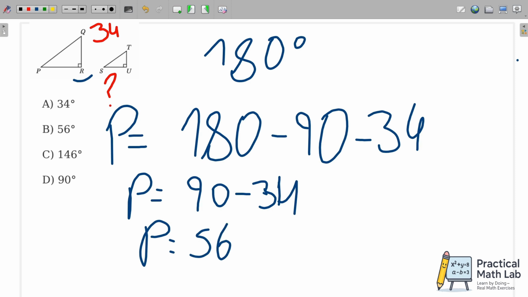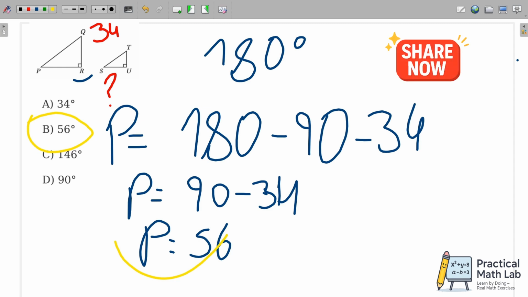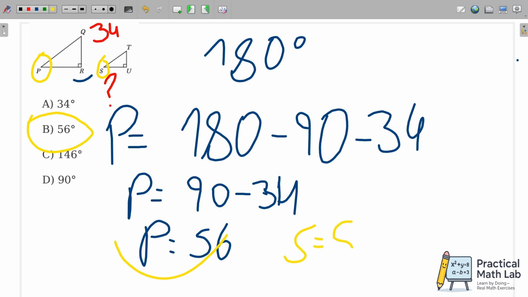Therefore, the correct answer here is letter B, because we found the value of angle P is equal to 56. So angle S here is also 56, since they are similar triangles. So S is equal to 56 degrees.